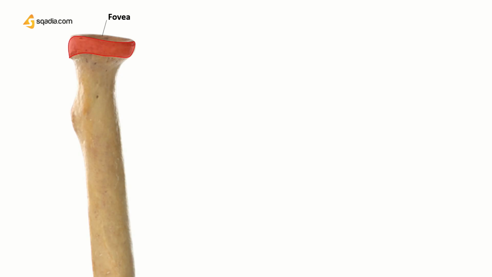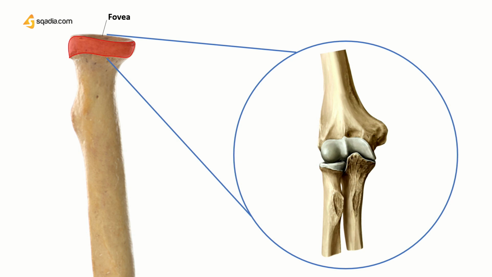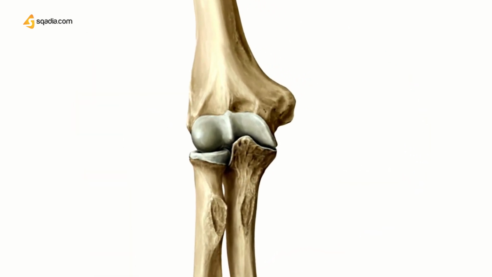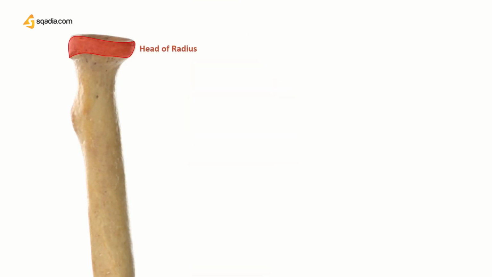The head articulates at two points. One is at the capitulum of the humerus and the other at the radial notch of the ulna. The capitulum of the humerus articulates with the dip on the top of the radial head, forming the elbow joint, whereas the proximal radio-ulnar joint is formed by the articulation between the broad medial portion of the head and the radial notch of the ulna.